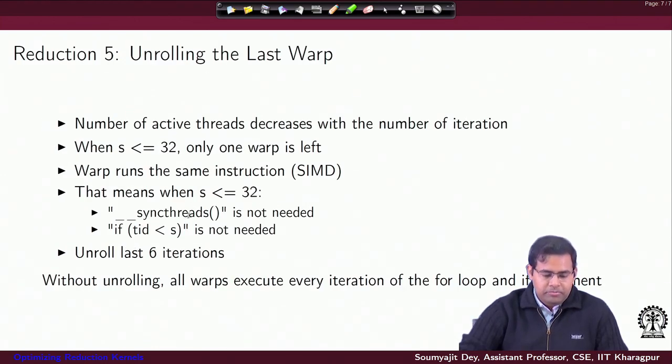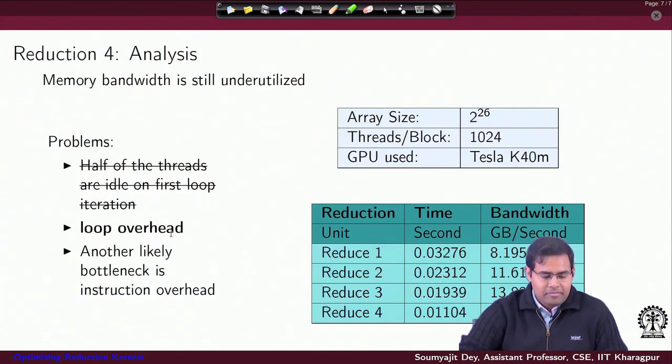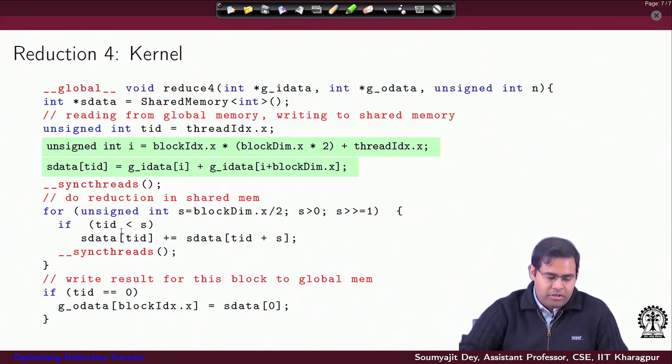So this is not needed, and moreover, this check of whether the TID is less than S is also not needed, because whichever threads are going to work, the other threads are really not going to do any effective work, right. I am finally interested only in thread ID 0, which will give me the sum. So at this point I do not need any of them.